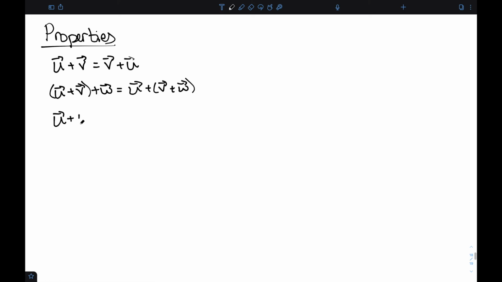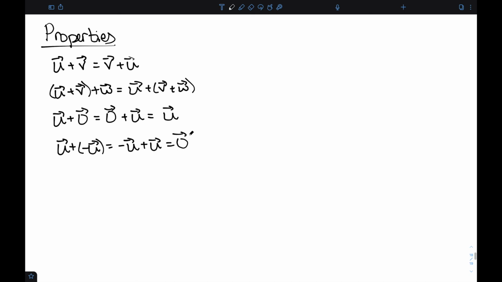I have that u plus the 0 vector is equal to 0 plus u, which is equal to u. So the 0 vector does behave exactly like 0 does in the real numbers. We also have that u plus negative u, adding a vector and its negative, this is the same thing as negative u plus u, is going to be equal to the 0 vector. So adding a number and its negative works exactly the same as adding a vector and its negative.